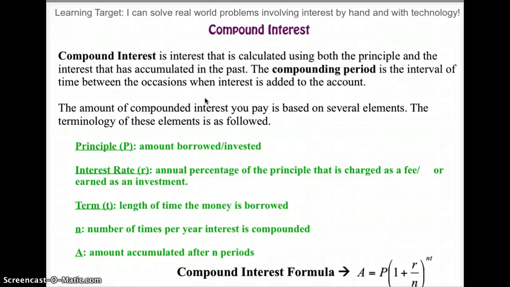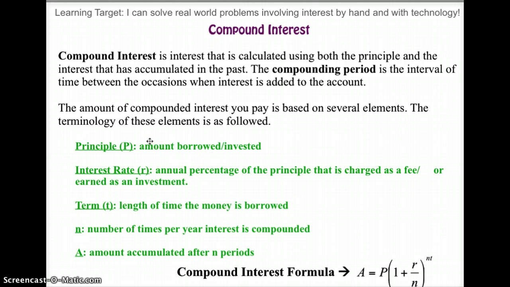And so what is compound interest? It's interest that's calculated using both principal and interest that was accumulated in the past. The compounding period is the interval of time between the occasions when interest is added to the account. So what's nice about compound interest is we can calculate when interest is added more than once a year.